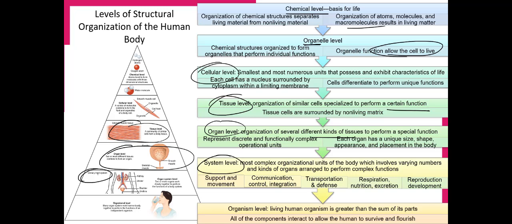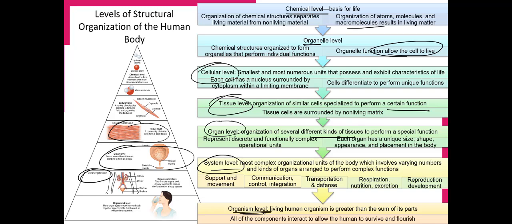So with the system level, you've got different organs working together to perform general complex functions. And then you've got several different systems that then work together in order for our human body to function and survive and flourish together.